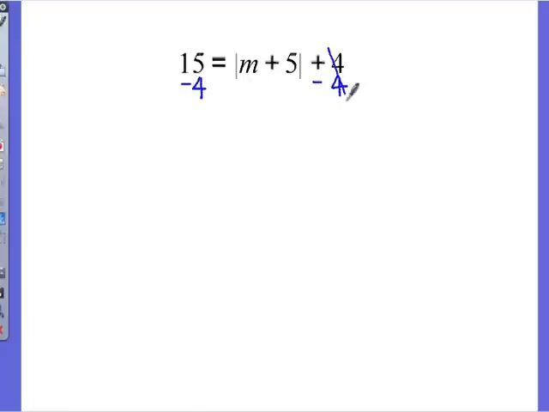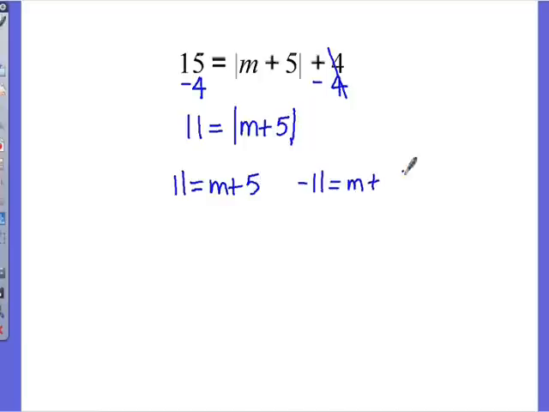So we're going to subtract our 4, and now we have 11 equals the absolute value of m plus 5. Okay? And we write our two equations. 11 equals m plus 5, or negative 11 equals m plus 5. You can turn them around if you prefer to have the m plus 5 on the left. And then just solve each of them. So we get m equals negative 16, or m equals 6.